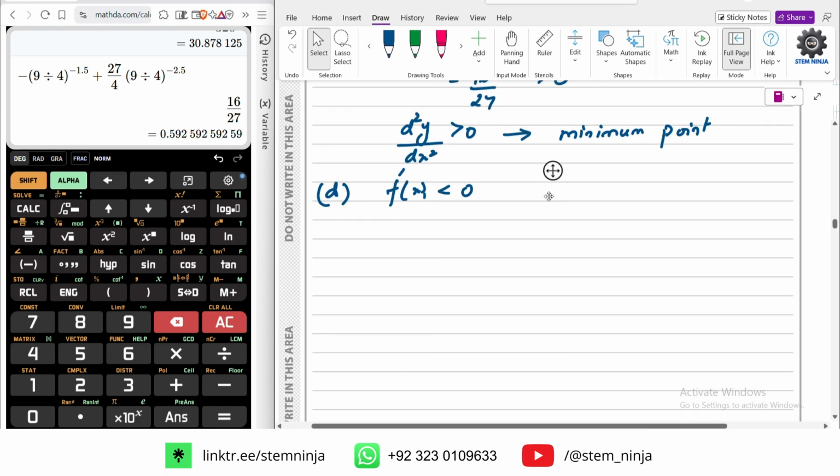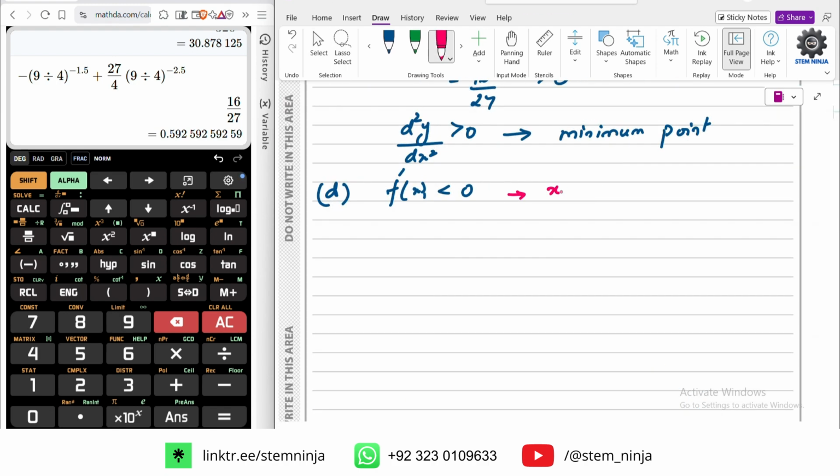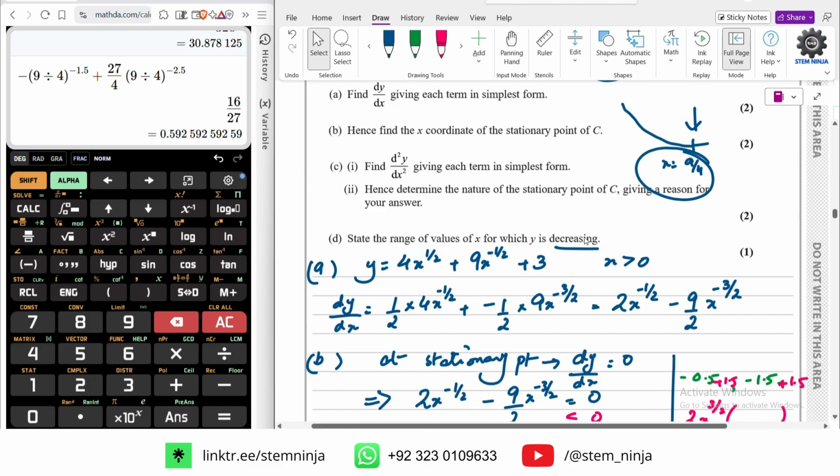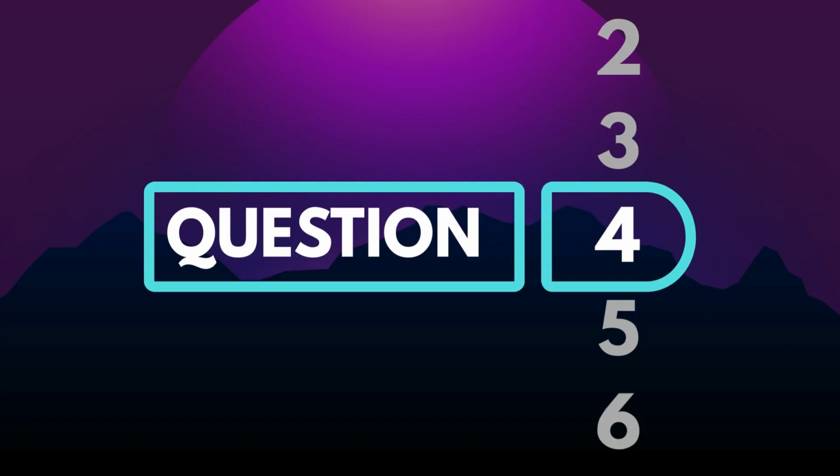So basically you would get a combination of x greater than 0. X greater than 0 is already a given solution, and you need to have an intersection with x less than 9/4. So basically you would get 0 less than x less than 9/4. Okay, and that's the last part of this question. So let's move on to the next one.